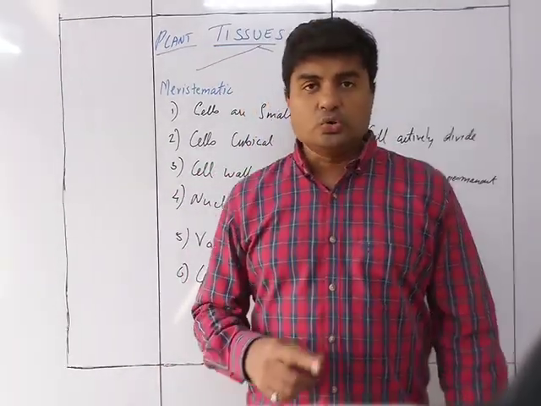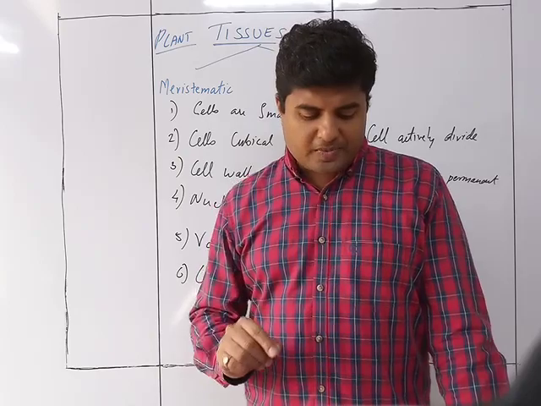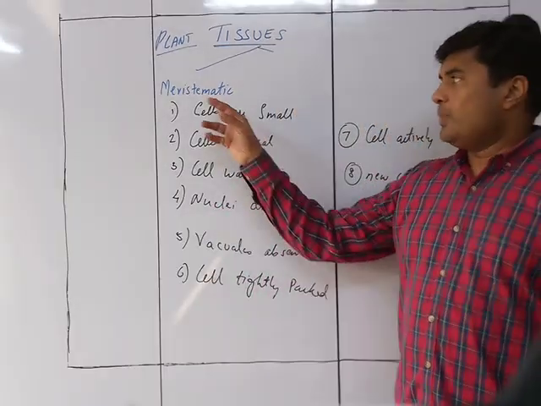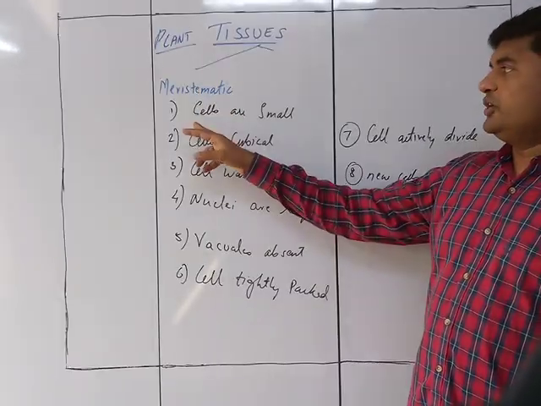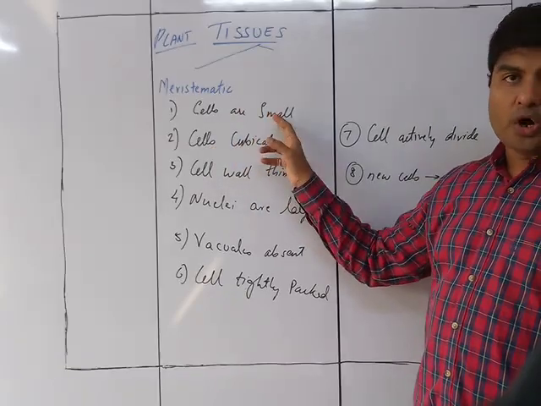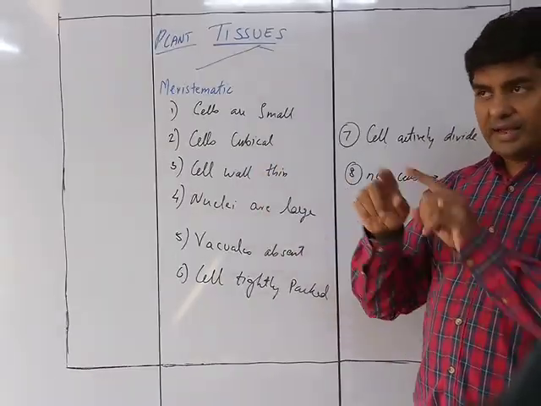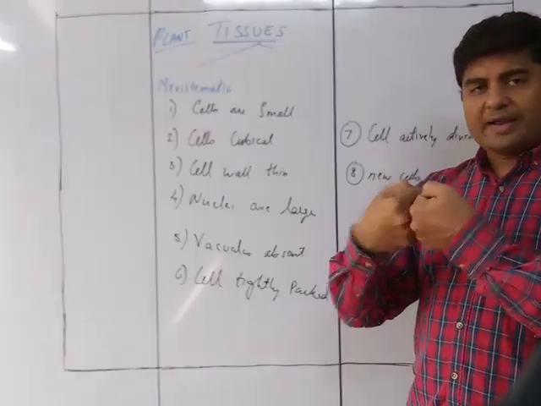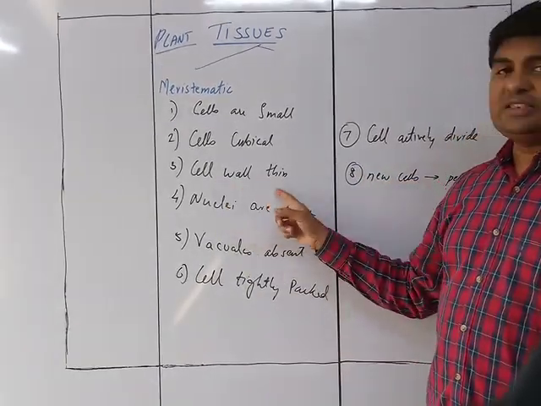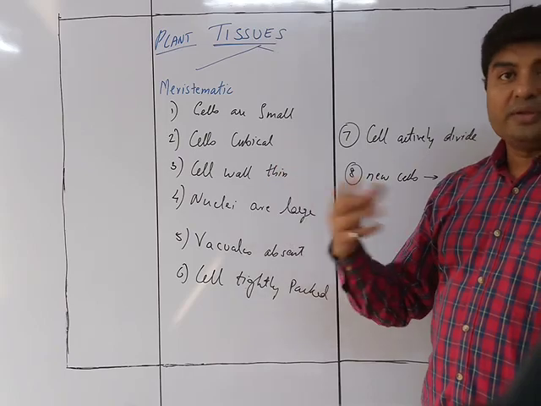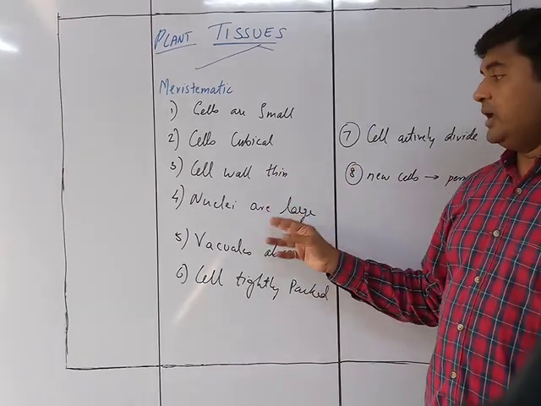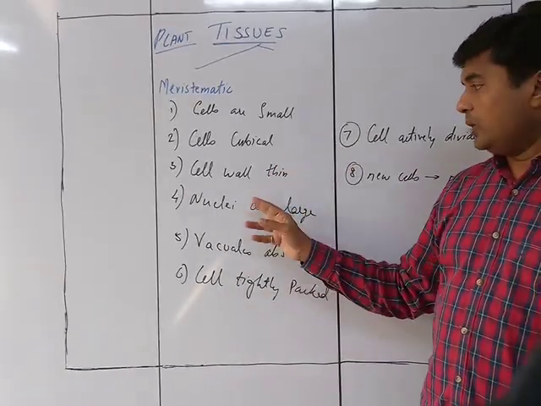We just go through the characteristics of meristematic tissues once again, one by one. Meristematic tissues are, first one, cells are small, very small in size. They are cubical, so that they have a good surface area and contact between the two. Cell wall is thin, so that there is flexibility, and they will allow most of the nutrients to come in and go out.